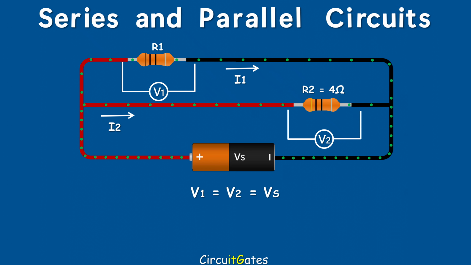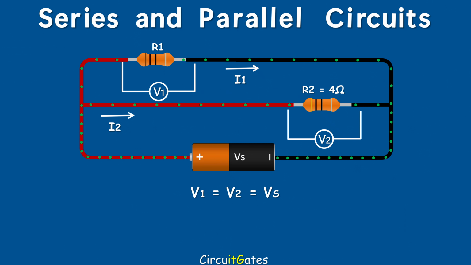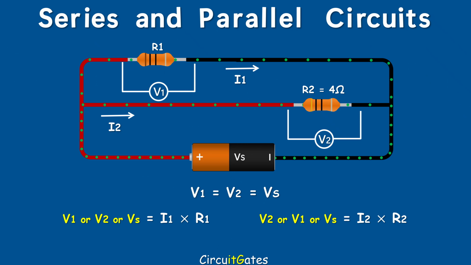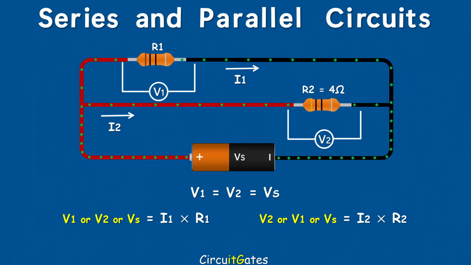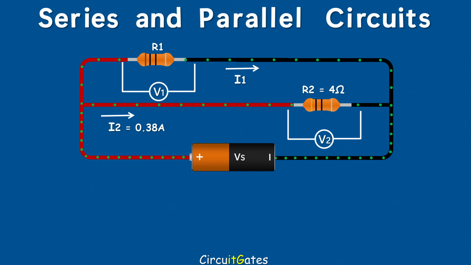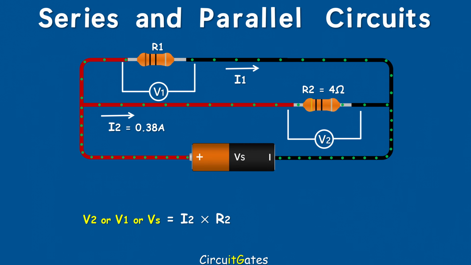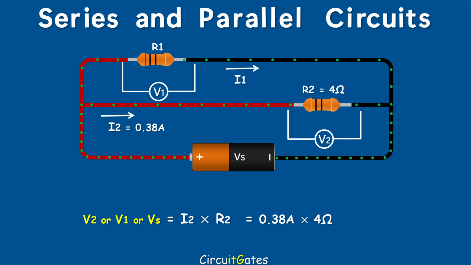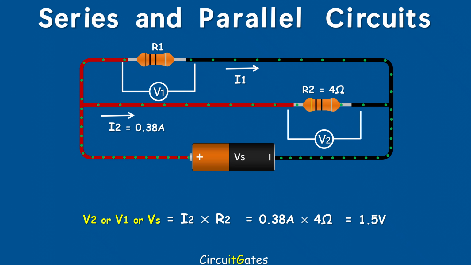To find the voltage across each component, or the supply voltage, we do it by finding the product of current and resistance of any given resistor in parallel. In this circuit, we are given the current and resistance of resistor 2, which are 0.38 amps and 4 ohms. Then the voltage across the resistors, or the supply voltage, is equal to the product of 0.38 amps and 4 ohms. We get 1.5 volts.